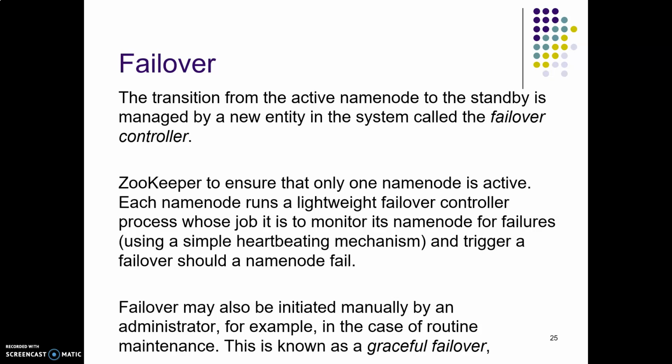Each name node runs a lightweight failover controller process whose job is to monitor its name node for failures. It is also called a heart beating mechanism, and it triggers a failover should a name node fail. Sometimes it is also maintained by the administrator in case of routine maintenance, and that is called graceful failover.